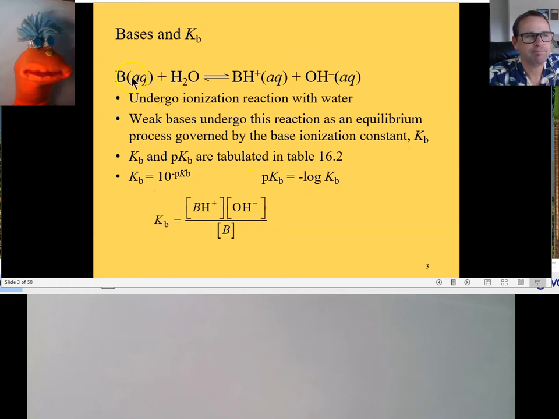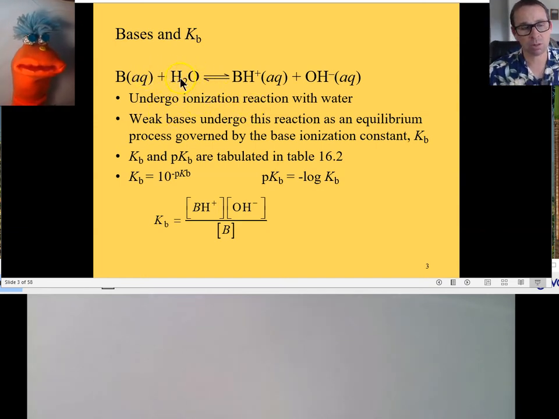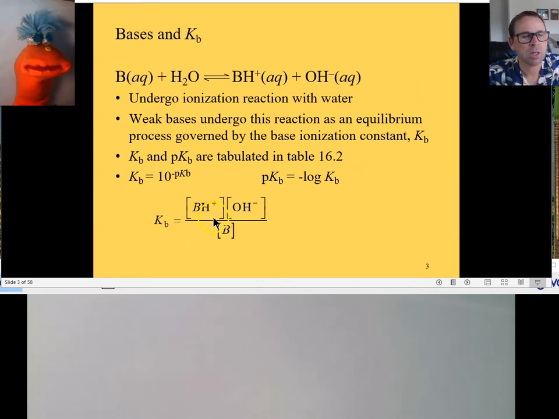Bases behave like this. A base takes a proton from an acid, sometimes water. This is the dissociation that occurs in water, right? The Kb then, the K for this reaction, is where you have the concentration of products over the concentration of the base. Water, again, is not included. Do you remember why? Oh, because it's a liquid. You don't include liquids or solids in the mass action expressions. That's right. Very good.